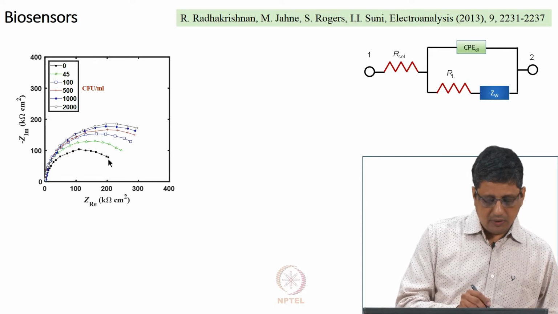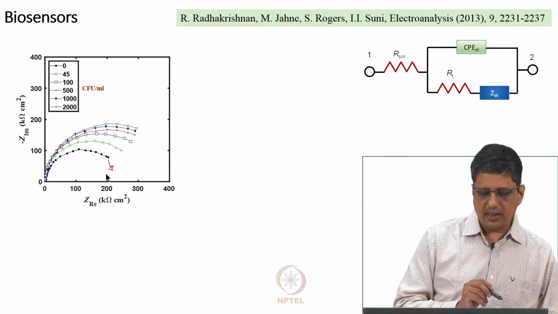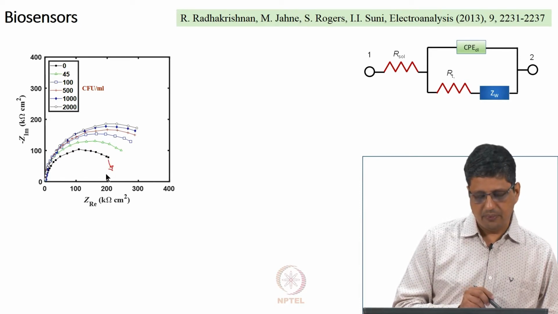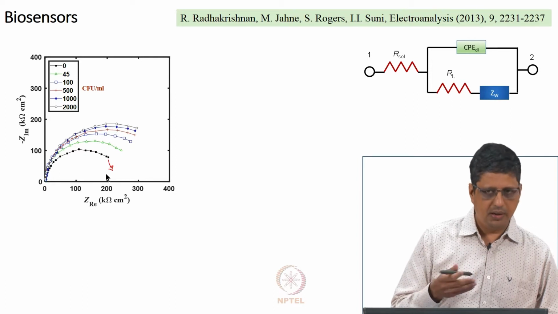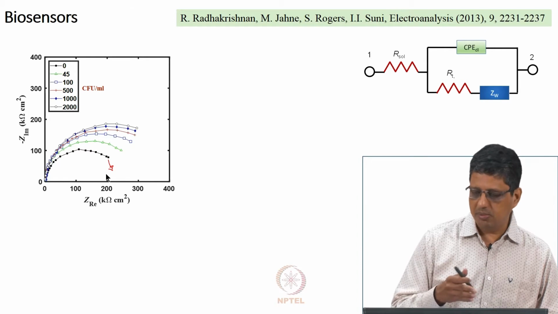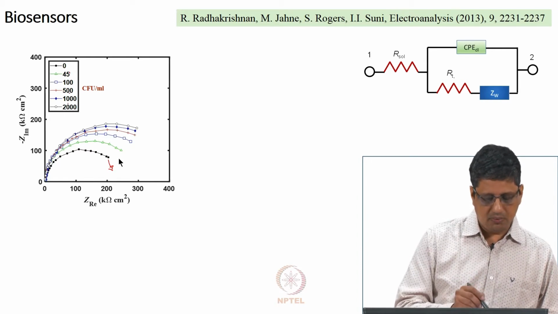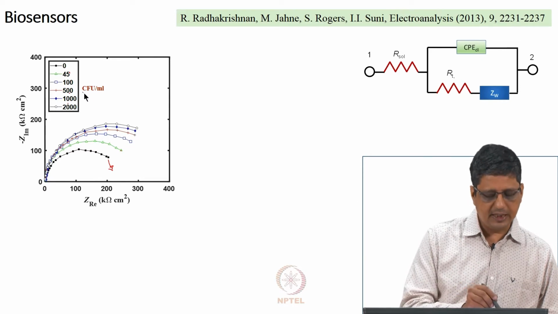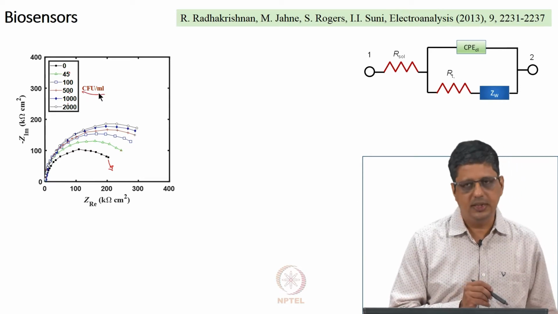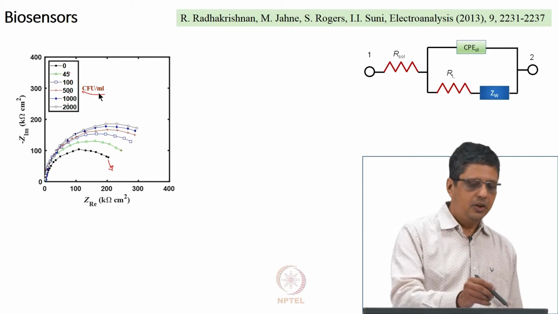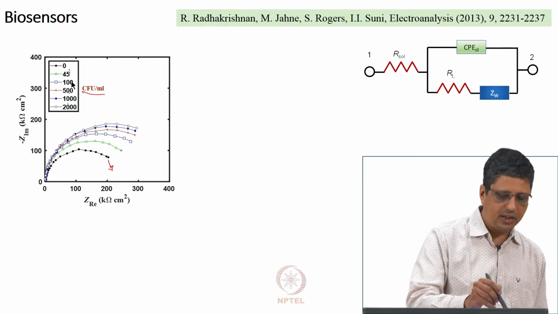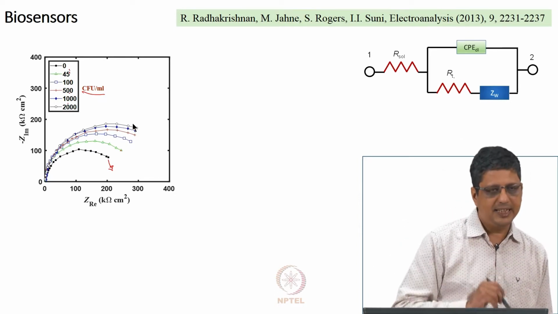This electrode, when you expose it to a solution which does not contain the antigen, and this is for a particular bacteria, I suppose Listeria, some such bacteria, I do not remember the name now. When you expose it to different quantities, expressed in colony forming units per ml, you can think of it as concentration. At higher concentration, impedance actually increases.